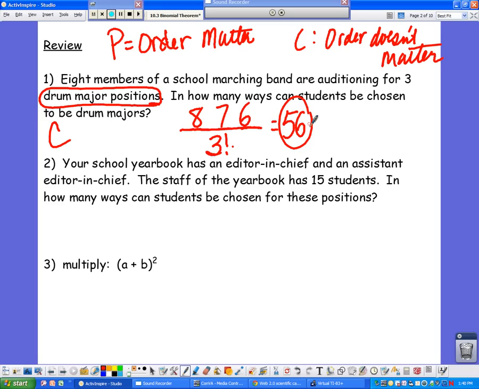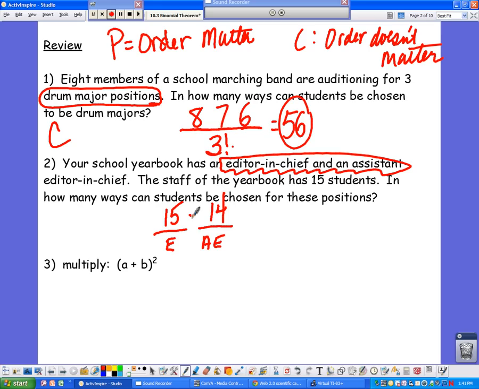So in number 2, it says your school yearbook has an editor-in-chief and an assistant editor-in-chief. The staff of the yearbook has 15 students. In how many ways can a student be chosen for these positions? Well, we're putting these in specific positions, an editor-in-chief and an assistant editor-in-chief. So we have 2 positions to fill. We have 15 people, so for the first spot we have 15 to choose from. We pick an editor, so we have 14 left. And the fundamental counting principle says you multiply, and 15 times 14 gives us 210.